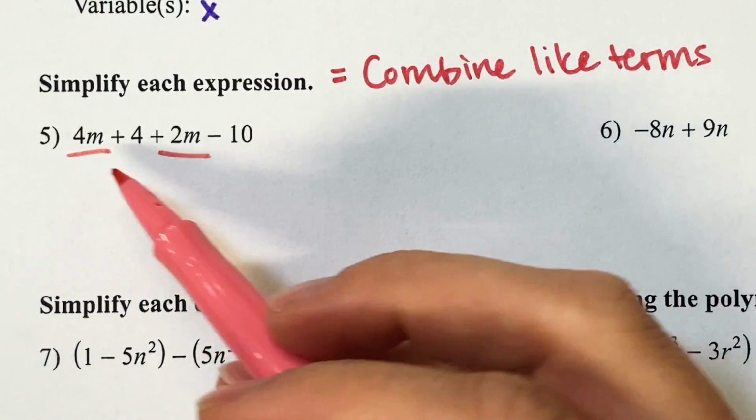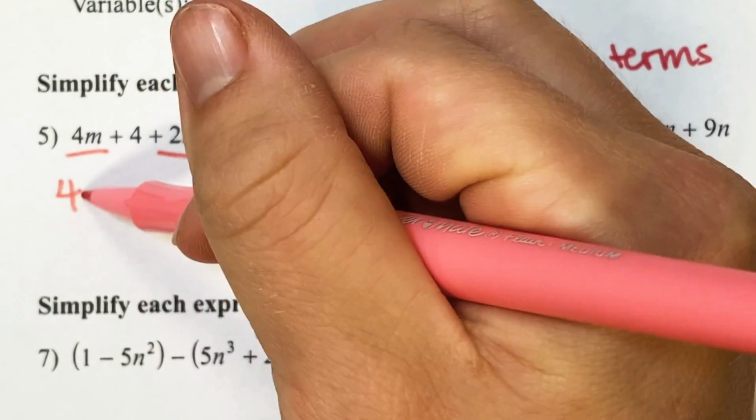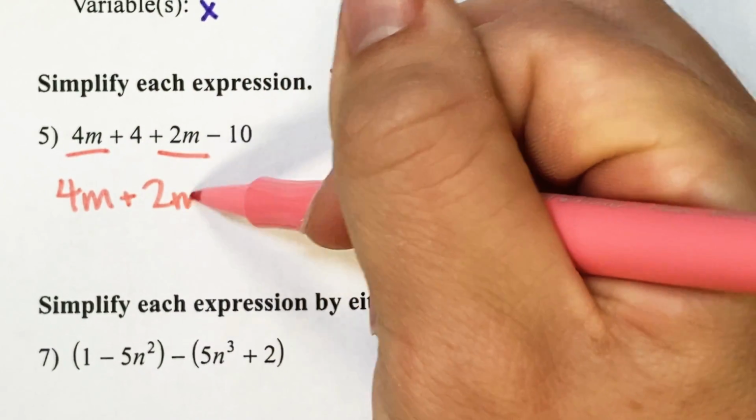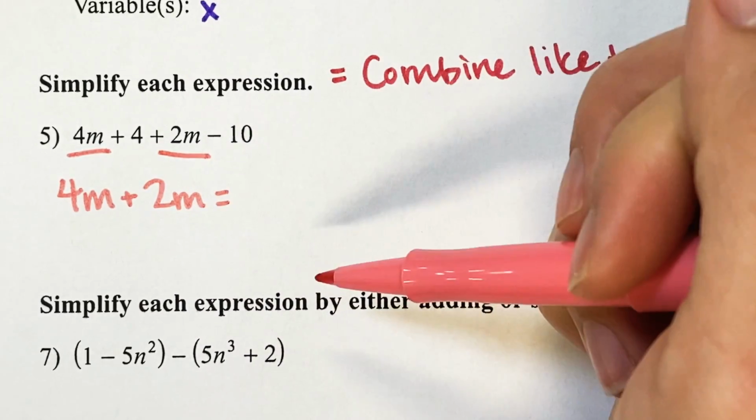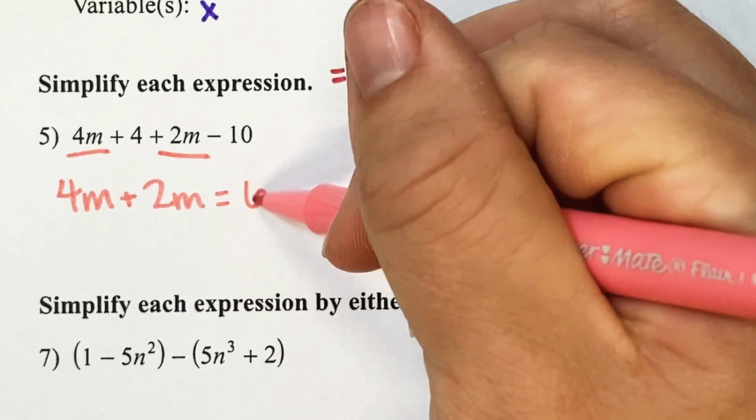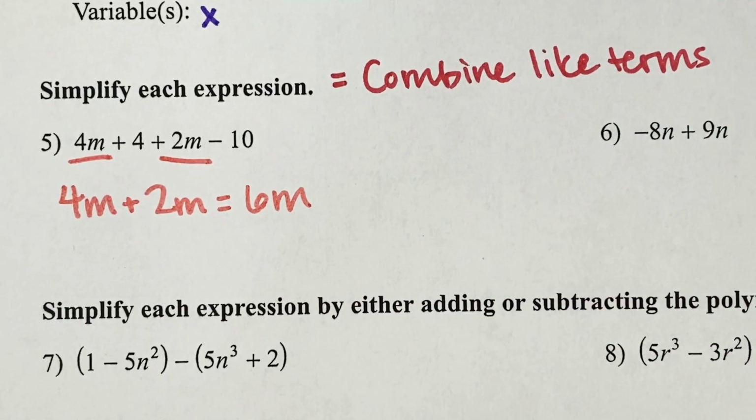So we can combine this 4m plus 2m. Okay, meaning I have 4 m's plus another 2 more of those m's are going to give me 6 m's.